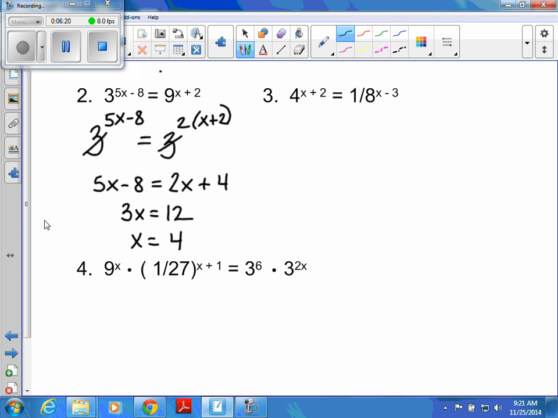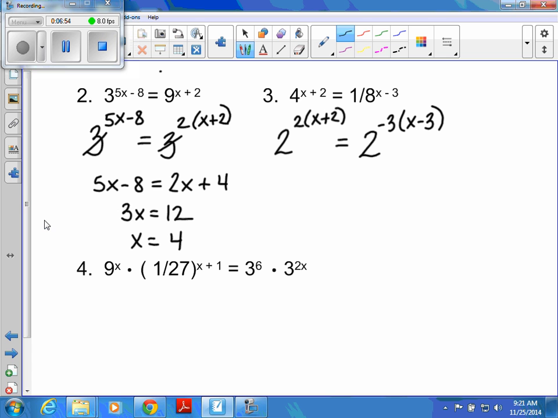I'm going to change the 4 to 2 to the second, and I'm going to copy down the x plus 2 next to it. Equals. Okay, now we have to go all the way back to chapter 1 and understand what 1/8 stands for. 1/8 is the same thing as 2 raised to the negative 3 power. Remember, negative exponents don't make negative answers, they make fractions, and we did this in the first chapter. You should know that 2 to the negative 3rd power is 1/8, and you still have an x minus 3.